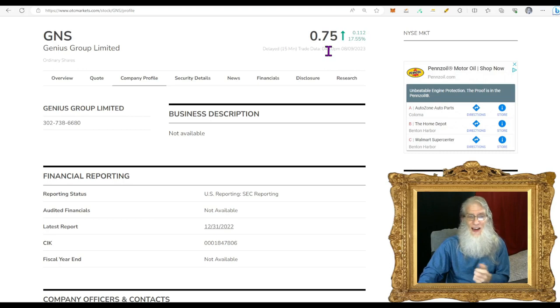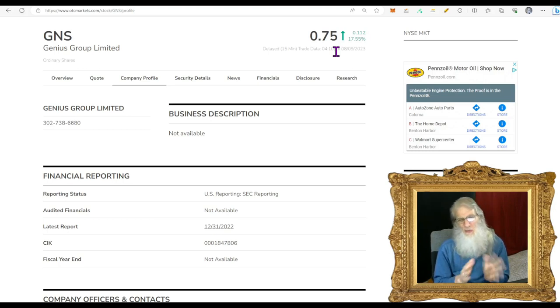GNS, she finished today at 75 cents with just a little over 17.5% gains today. Now, because she's on the major exchange, we have to take regard to the price whenever it's under a dollar. They have a minimum bid price requirement up on the major exchanges. If they go under a dollar for too long, they get a warning.